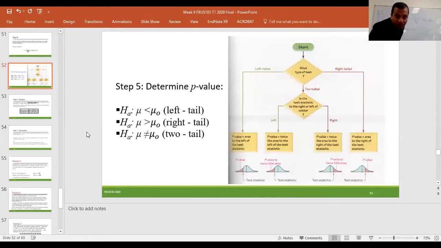Wait, sir, sorry. So after you find the t-stats, you have to look for the corresponding p-value using the t-stat, by looking at the line of your degree of freedom? Yes. Okay, got it, thanks.